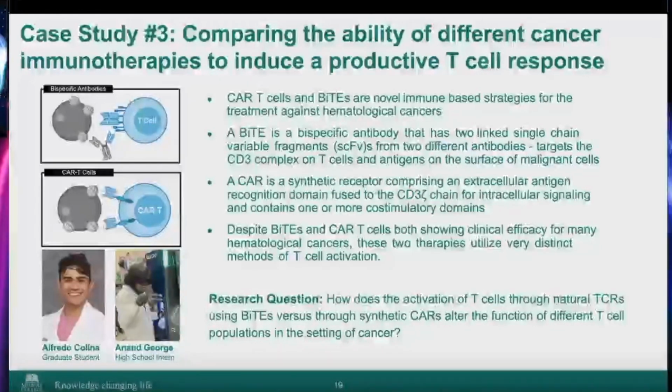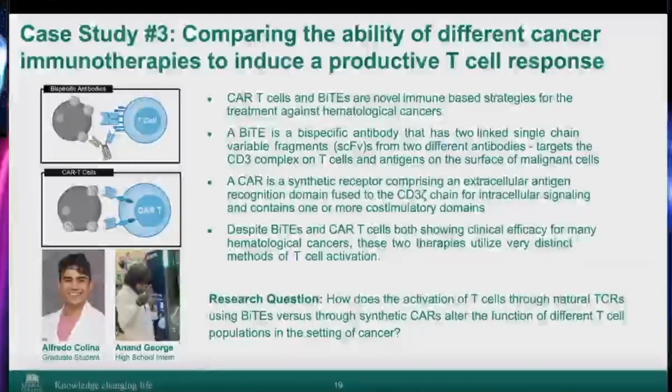And so both of these therapeutics have been utilized across various hematological malignancies and shown pretty good clinical efficacy. But they are different in terms of their mode of action. And so BiTEs are bispecific antibodies that have 2 linked single chain variable fragments from 2 different antibodies, and they can target the CD3, which is part of the T cell receptor complex on T cells, and they utilize the other fragment to then target a surface antigen that's present on your malignant tumor cells.